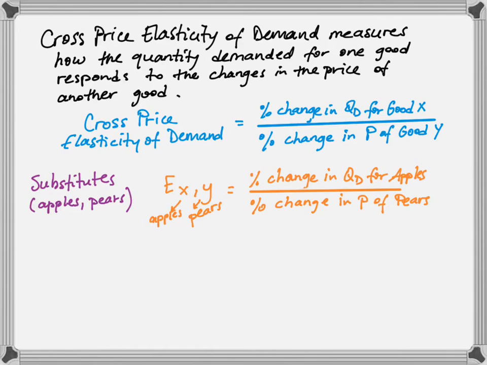If the two goods are substitutes like apples and pears, and if X is apples and Y is pears, let's say the price of pears increases, what happens? Consumers will substitute pears with apples, and they will buy more apples, and as a result, we'll have a cross-price elasticity of demand that is positive, because we have these two things going in the same direction.